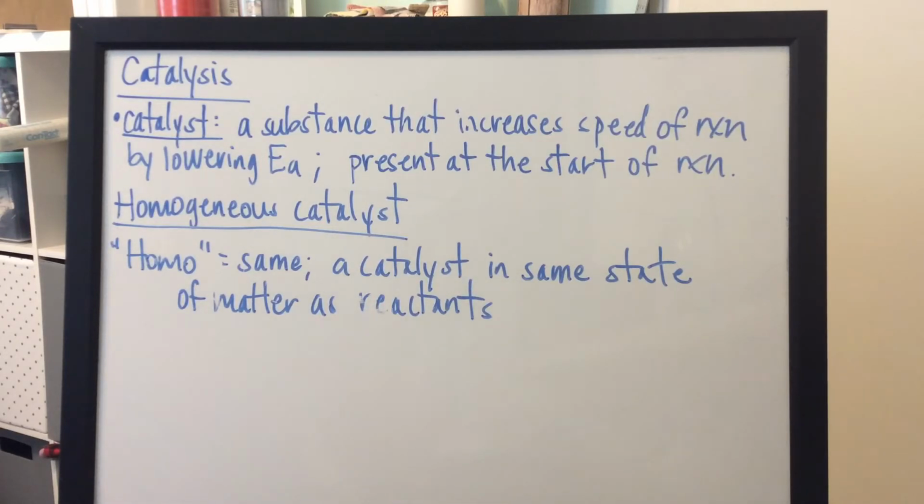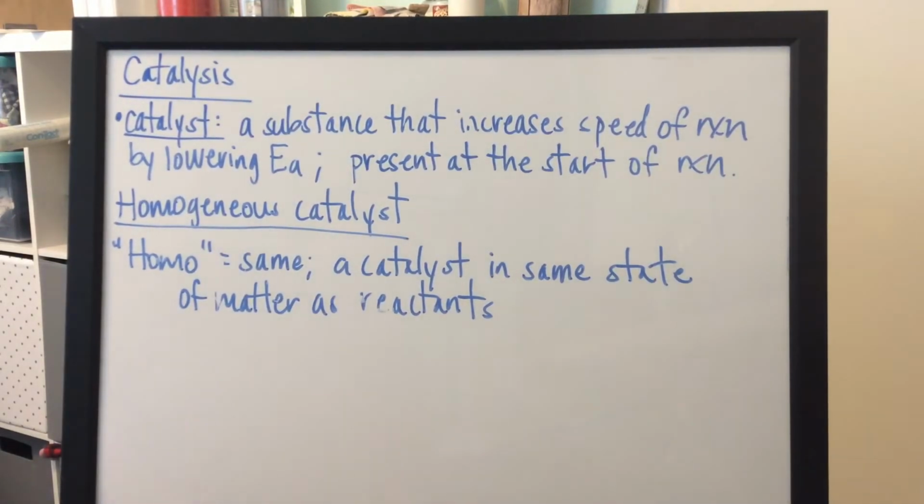Okay, so if your reactants were both gases and then you had a catalyst that was also a gas, that catalyst would be referred to as a homogeneous catalyst because it's also a gas. Okay, and so same state of matter of the reactants is what we're looking at when we're talking about whether a catalyst is homogeneous or heterogeneous.